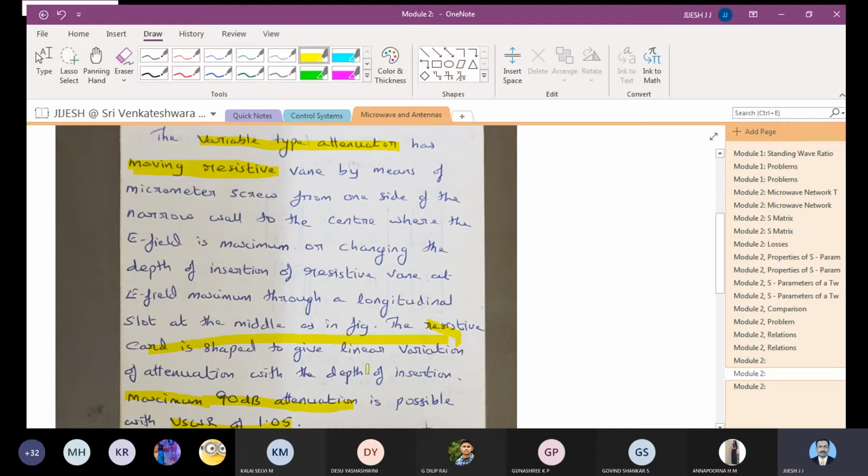So all the points are important. You just note down these things. We now have to see one more, which is called the precision variable attenuator. So we'll see that.